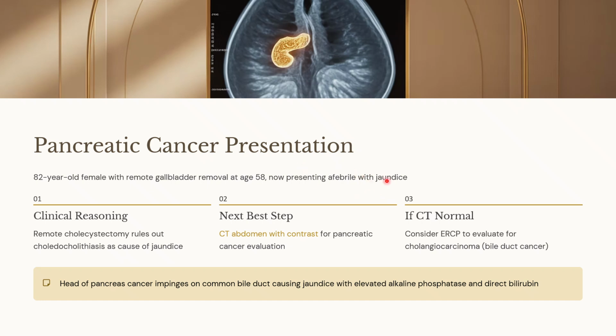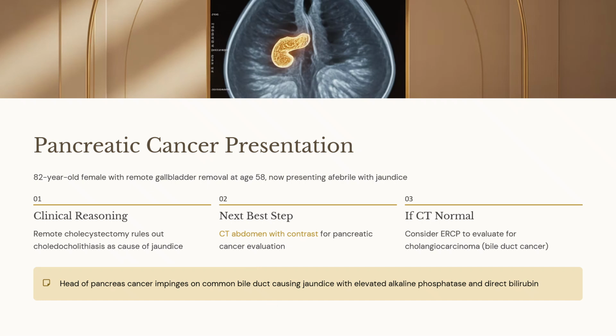Here they tell you that she is presenting with jaundice. So either it can be a stone in the bile duct, or it can be a cancer of the pancreas which is impinging on the bile duct. So the clinical reasoning is that since the cholecystectomy is done, cholelithiasis has been ruled out. Now the next best step, what should we do? We are supposed to look for cancer, that is pancreatic cancer or bile duct cancer. Therefore CT abdomen is done for pancreatic cancer evaluation. If CT abdomen is negative, what should we do? Then we are supposed to look for cholangiocarcinoma, that is bile duct cancer, which can be missed in CT abdomen. Therefore we are supposed to do ERCP to evaluate the cholangiocarcinoma.